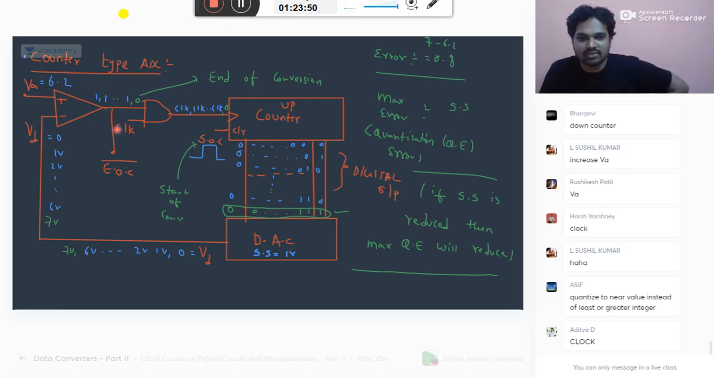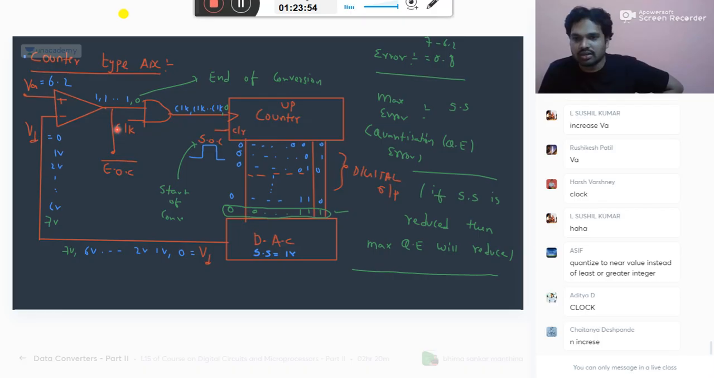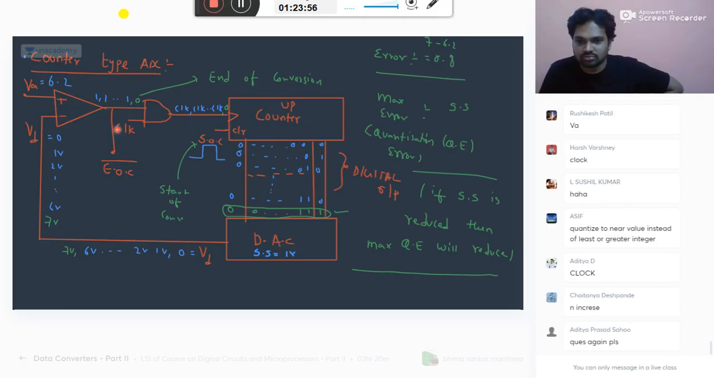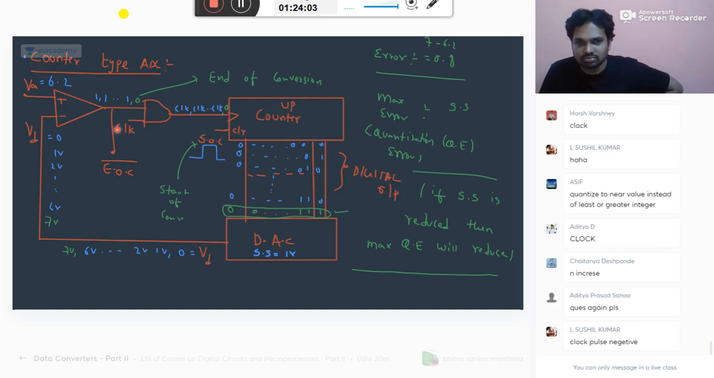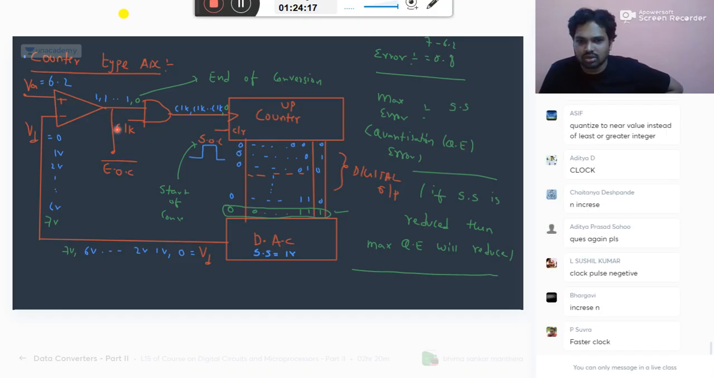How to do that, Asif? That is what I am asking. How to do that? I want to improve the quantization error without decreasing step size. It doesn't matter whether the clock pulse is negative or positive, it will work in the same way. Clock has nothing to do with quantization error. Clock will tell you delay only.